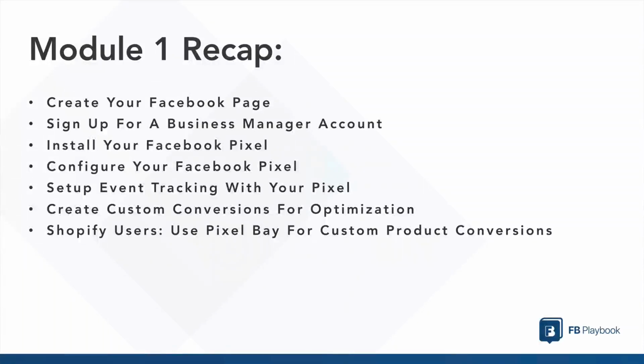So let me recap module number 1. When you want to advertise on Facebook, you need to have this launch checklist in place. Number 1, create your Facebook page. Number 2, sign up for a business manager account. Number 3, install your Facebook pixel. Number 4, configure your Facebook pixel, making sure that the 2 settings that I shared with you are enabled. And set up event tracking for your pixel, especially if you're not on Shopify, you've got to do it yourself. Make sure that whatever activities you want to track with your pixel, you have standard events in place.